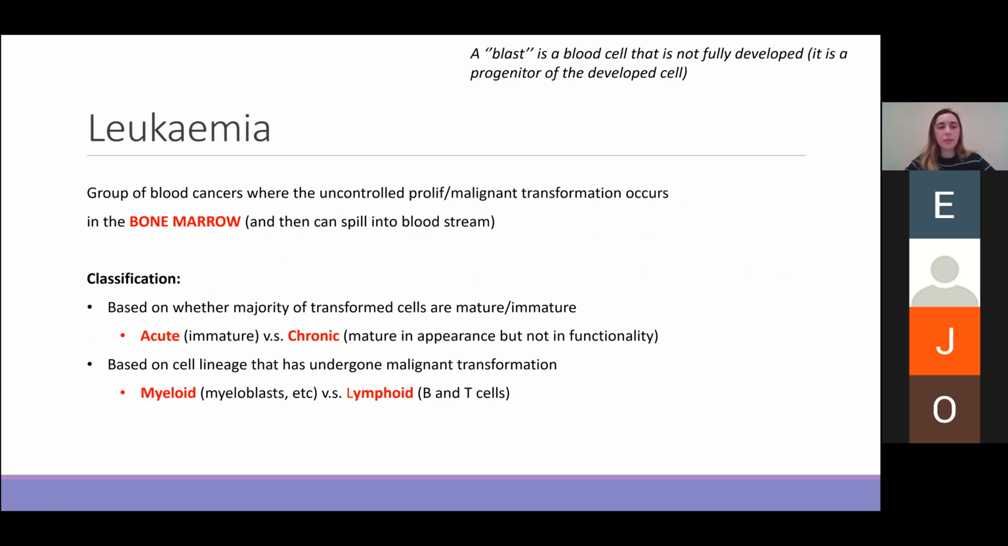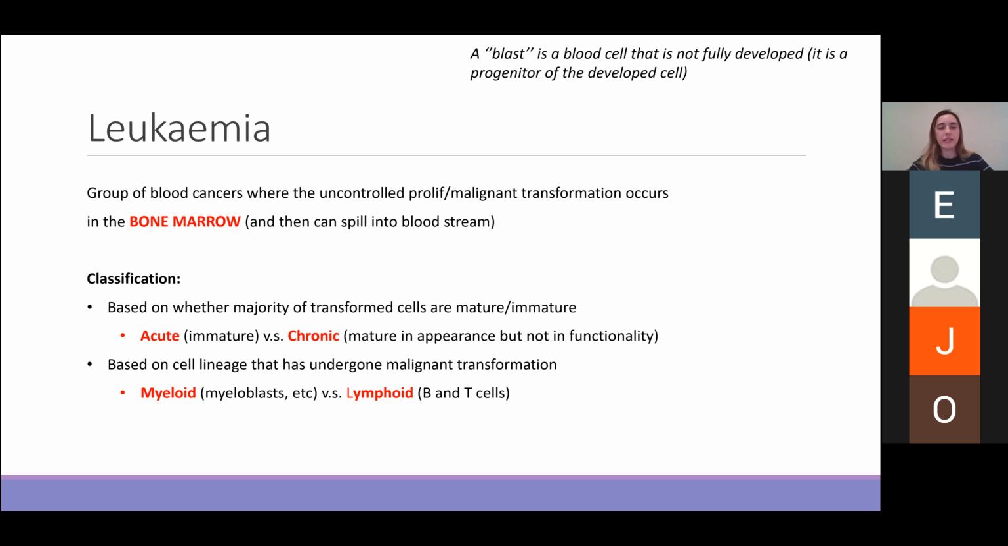So leukemias are basically when you have the malignant transformation of your blood cells, and that occurs in the bone marrow. So the confusing thing is that sometimes these cells can then spill into the bloodstream. So you're like, where did they come from? Was it from the node? Was it from the bone marrow? It can be a bit confusing when that happens, but that's where the cancerous change occurs in the bone marrow. And you can classify it based on acute and chronic.